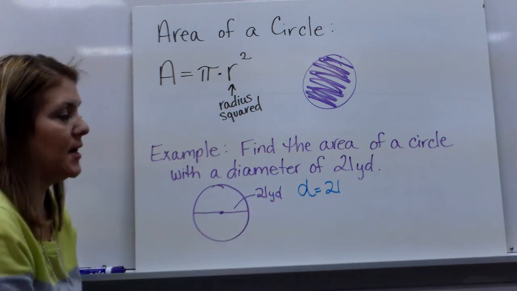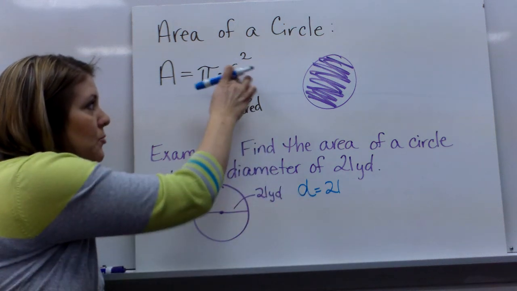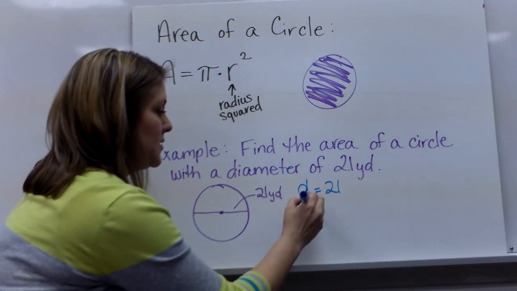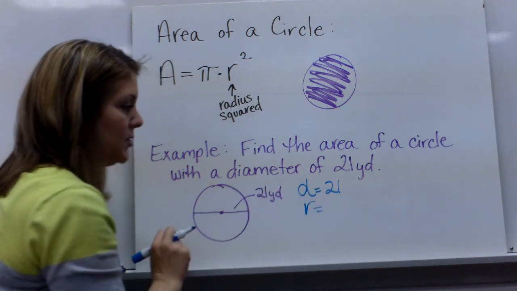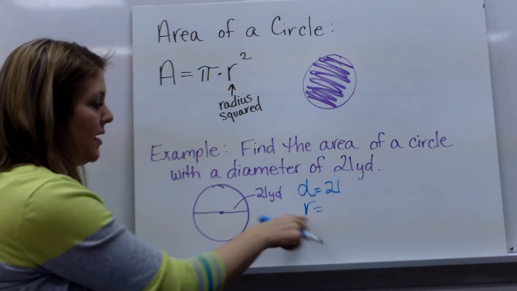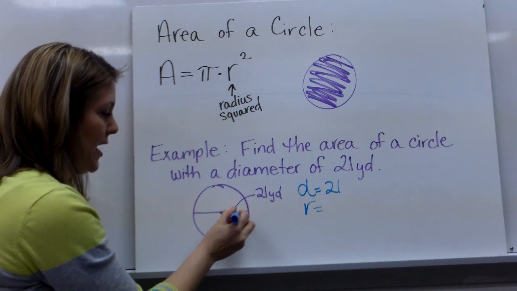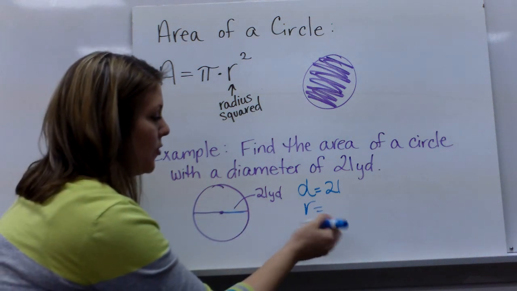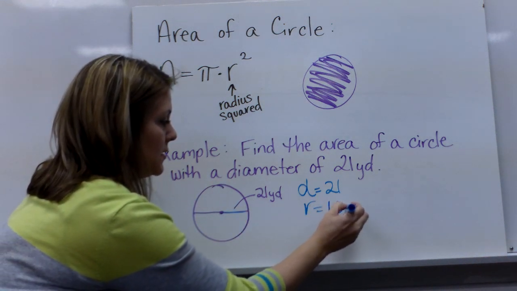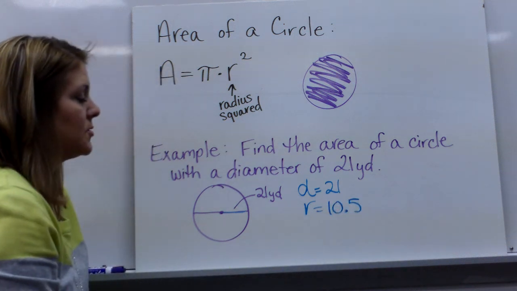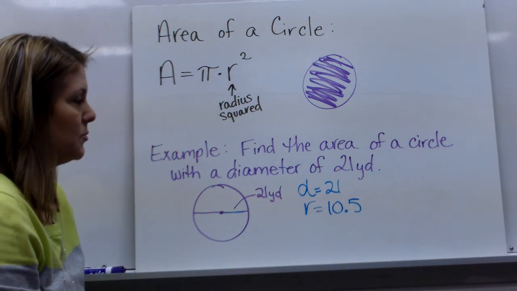So if you're given the diameter, but you need the radius, you then have to take that diameter and divide it by 2, so that you can have that radius distance, which is only half of that diameter. So for our radius, we're going to be using 10.5. So if the diameter is 21, the radius will be 10.5.